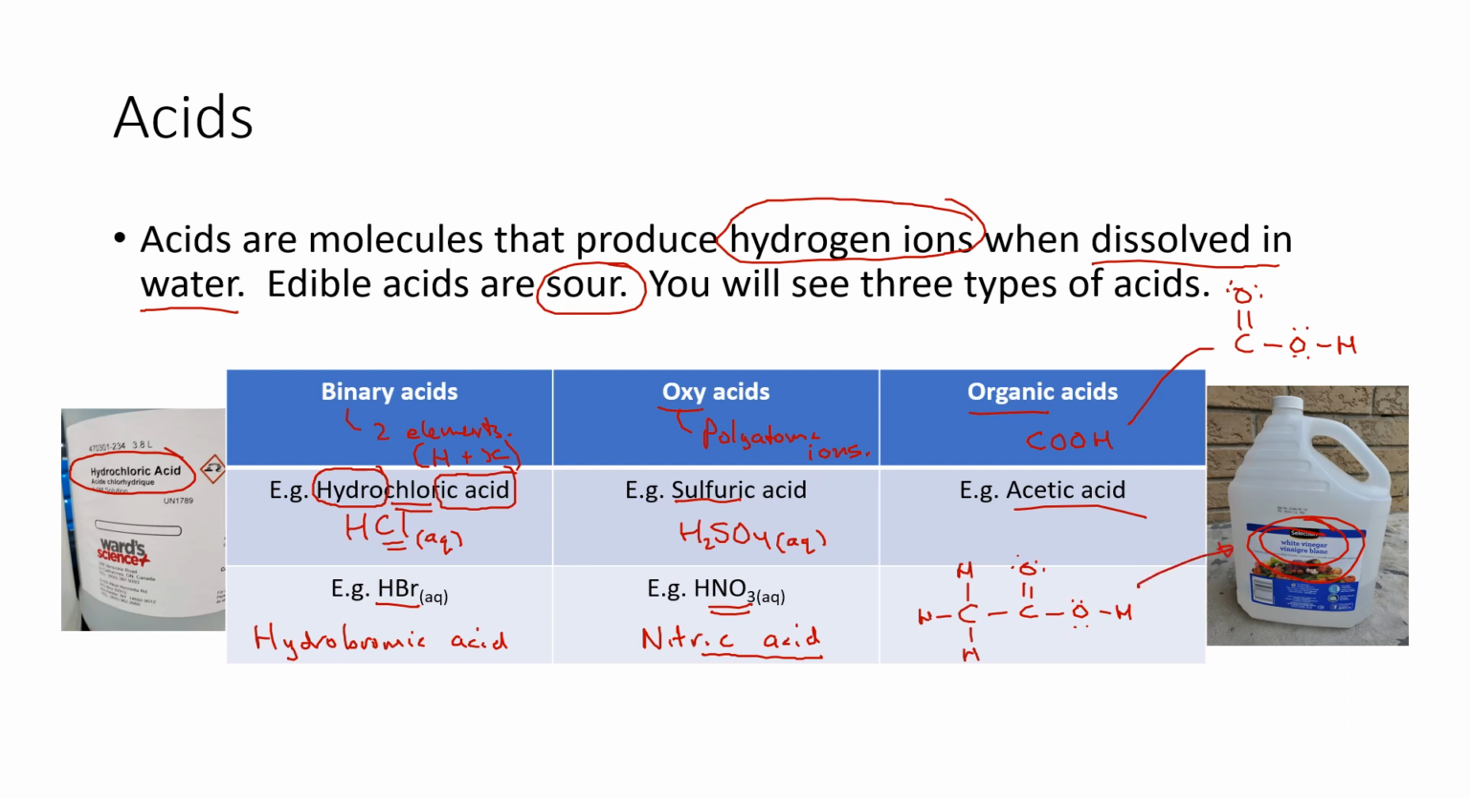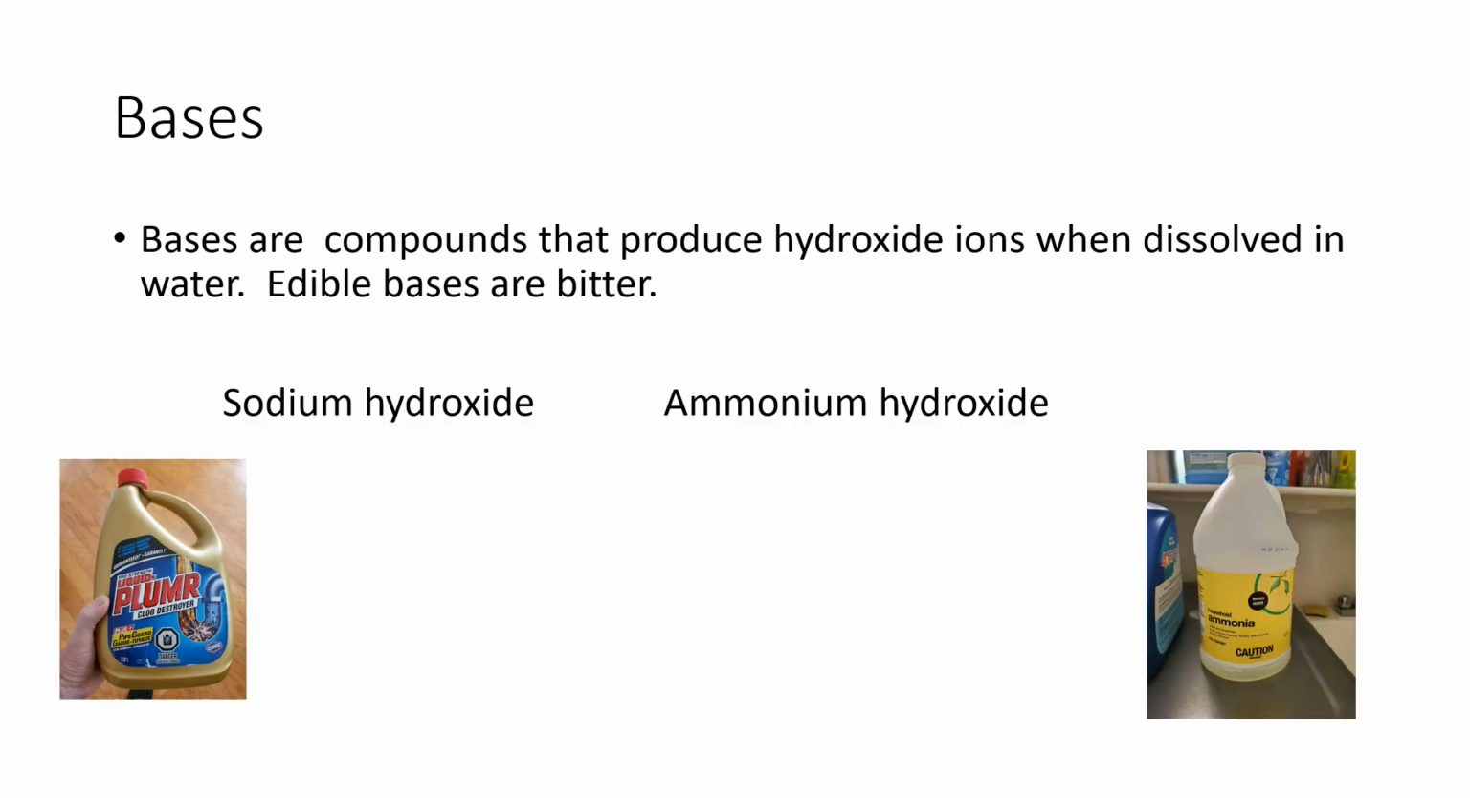I think it's usually, if you look at the jug, about a 7% solution of acetic acid. Okay, so there you go. That's your clues for recognizing acids. You got 1 of 3 types. Well, let's move on. The bases that we're going to deal with are a lot simpler.